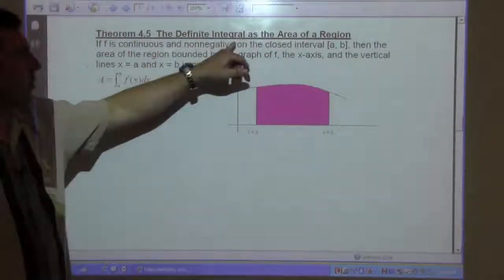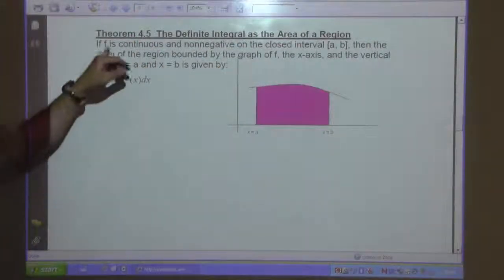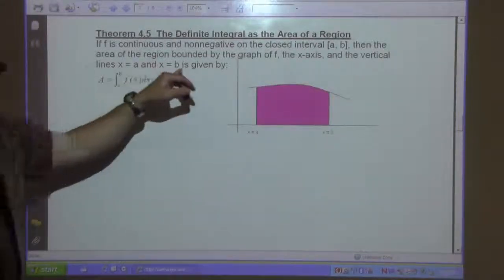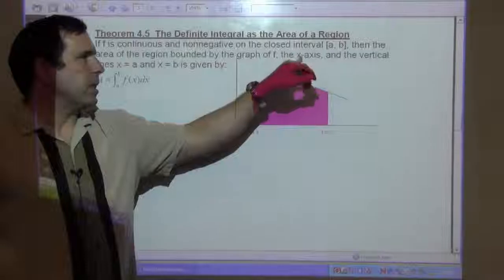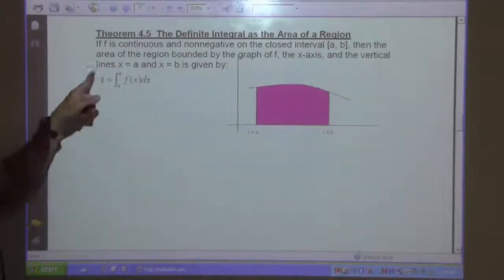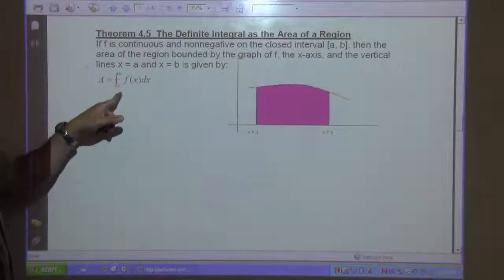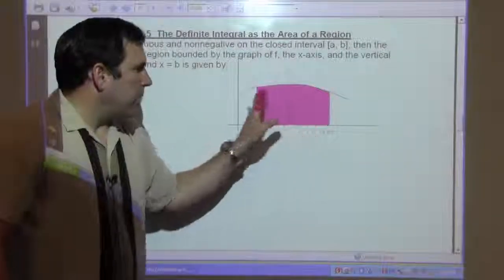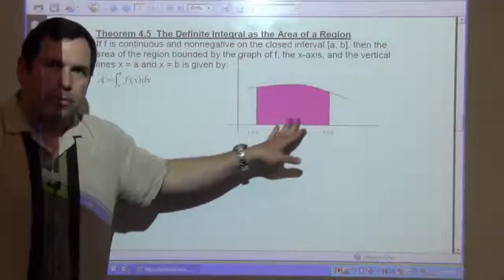Theorem 4.5, the definite integral as the area of a region. If f is continuous and non-negative on the closed interval [a, b], then the area of the region bounded by the graph of f, the x-axis, and the vertical lines x equals a and x equals b is given by area equals the integral from a to b of f of x dx. So we have a curve from a to b that gives us the area under the curve.